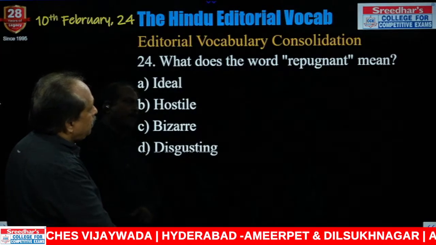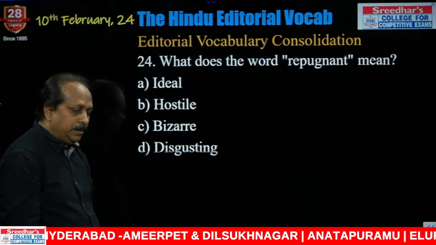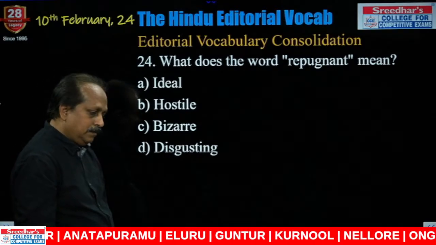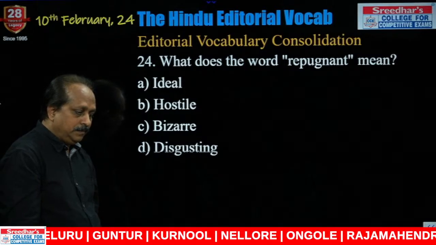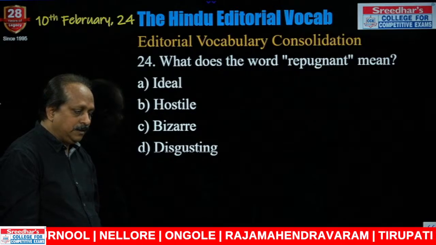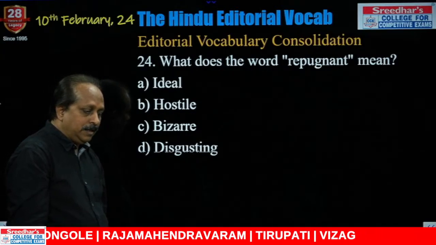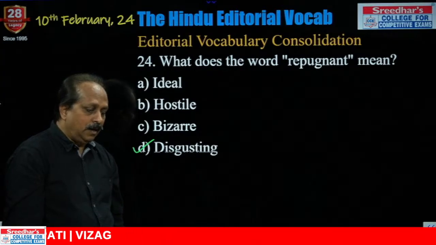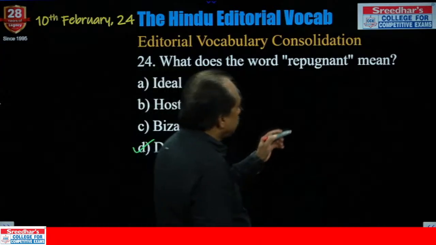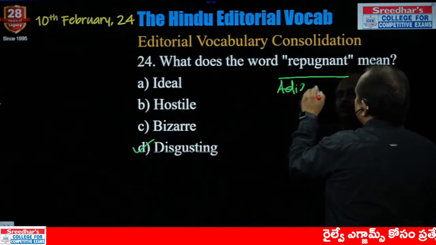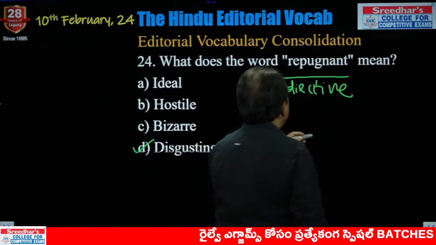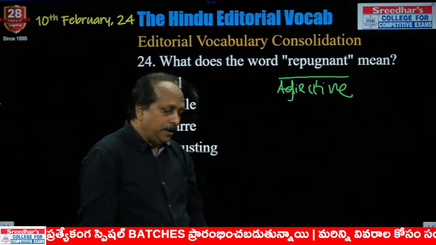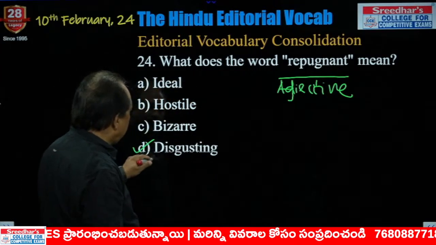24. What does the word repugnant mean? Repugnant, what does it mean? That's also an important word. Ideal, hostile, bizarre, disgusting. Repugnant behavior, repugnant ideas. That means it is an adjective. 24, Kiran says D, disgusting. Perfect. What does it mean? After that, I see Vinita, Anand also. Part of speech, adjective. Disgusting, repugnant, adjective. What is a noun form? Repugnance is a noun form. No, it is not A, it is D.